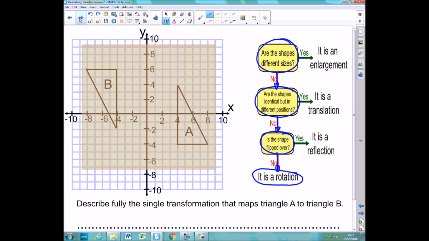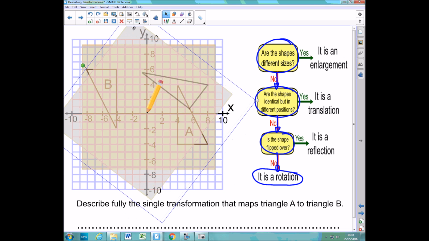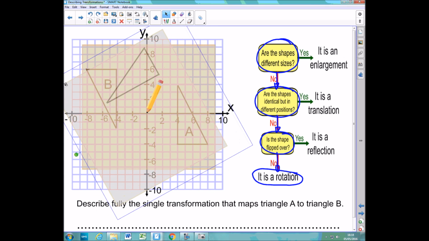It is just a case of trying different points, spinning the shape around and seeing if it fits. So to begin with, I'm going to try the origin, this point 0, 0. I've drawn my shape onto my tracing paper. I'm putting my pencil down at the origin, and I'm going to spin my tracing paper around that to see whether that shape matches or not.